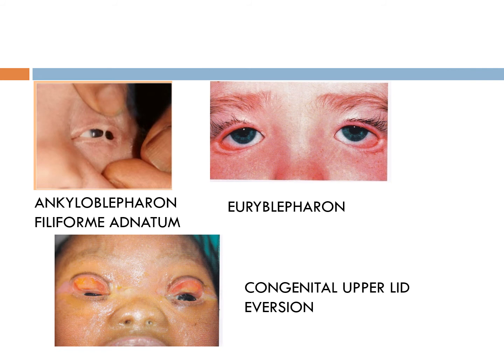Next is euryblepharon, the horizontal enlargement of the palpebral fissure, which is associated with lateral canthus malposition and lateral ectropion. Third is congenital upper lid eversion. It is a rare condition seen in children with congenital ichthyosis and Down syndrome, and is mostly seen in people of Afro-Caribbean origin.